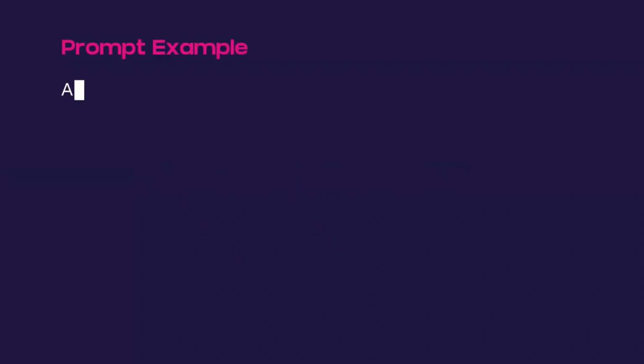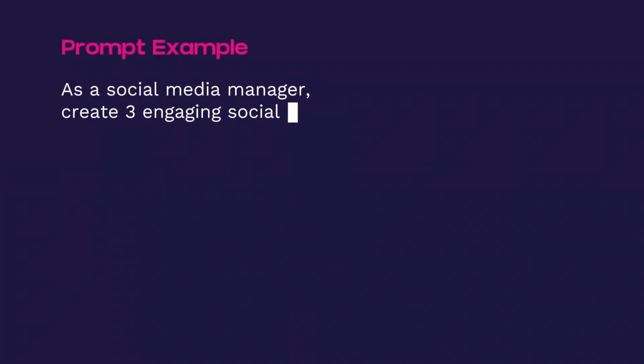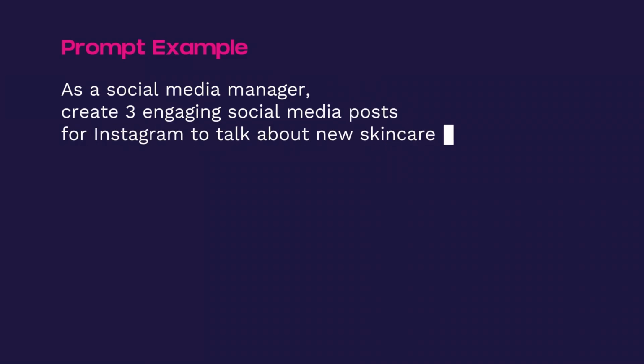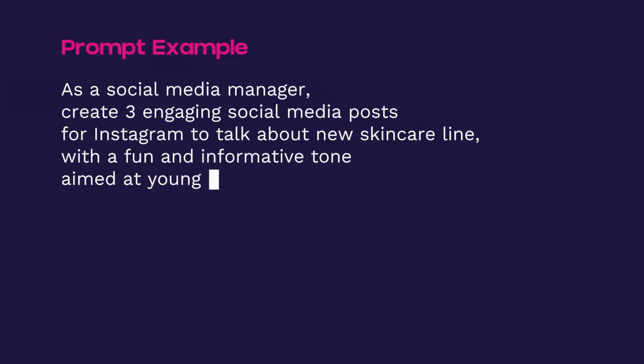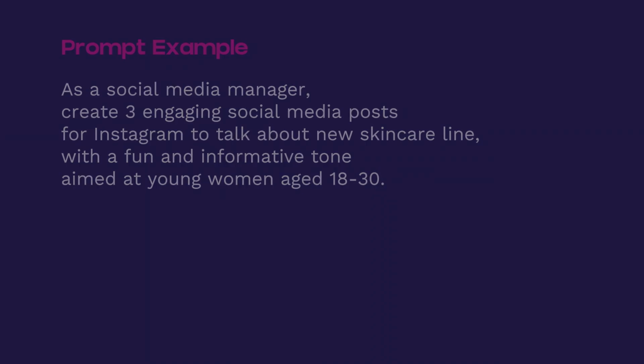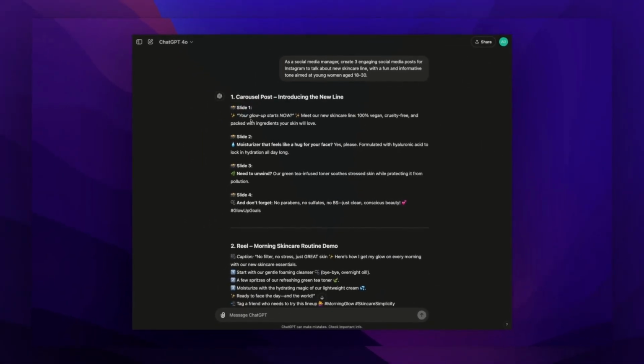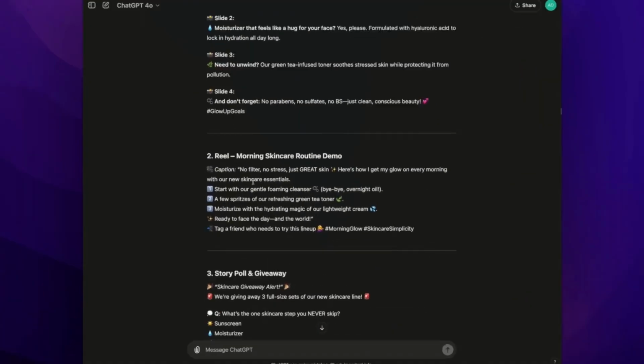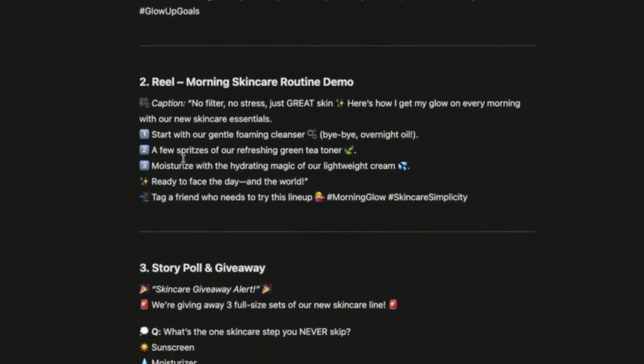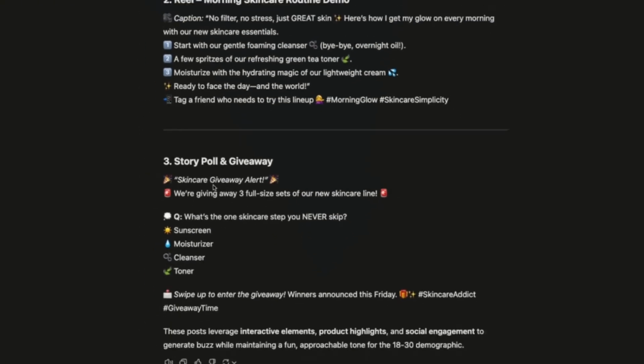You can write engaging social media posts optimized for various platforms. An example prompt here could be, as a social media manager, create 3 engaging social media posts for Instagram to talk about a new skincare line with a fun and informative tone aimed at young women aged 18 to 30. And so you see here, these are posts that are geared towards Instagram, including a lot of emojis. The formatting is for Instagram as well. Keep it short. It even gives you suggestions on some reels that you can do, the captions you can put, or some story polls and giveaways.